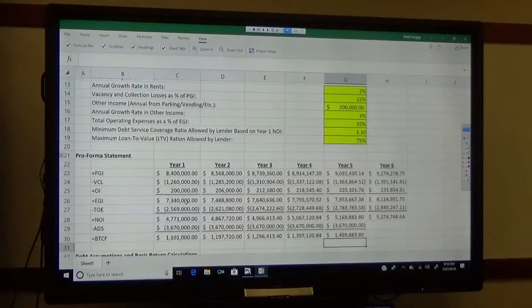Okay? Everybody cool? When they say not passed through to tenants, that's the same thing. Yep, correct. In other words, the property owner is paying that cost. Okay?